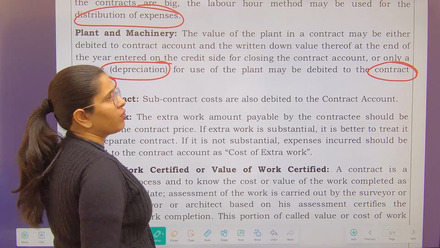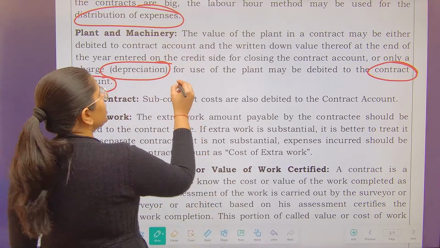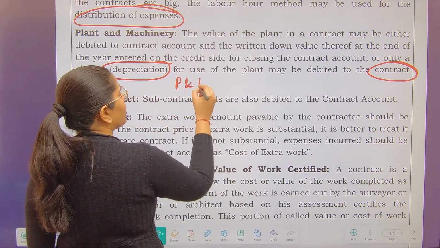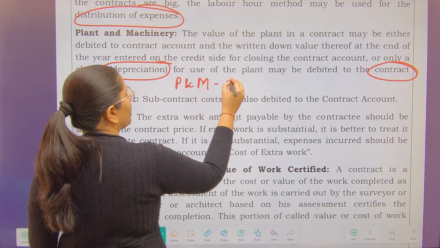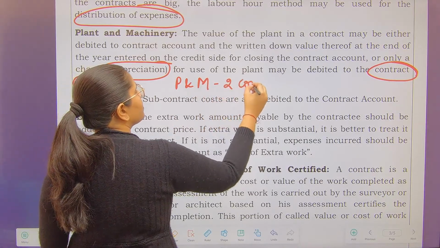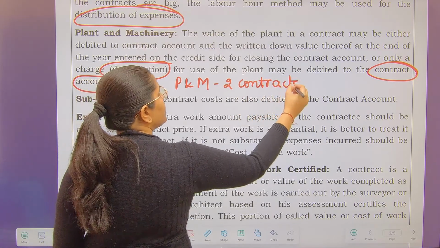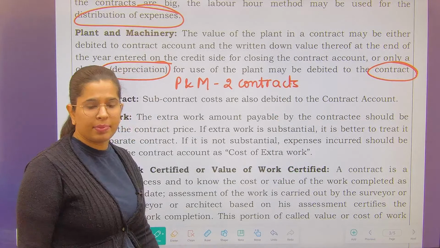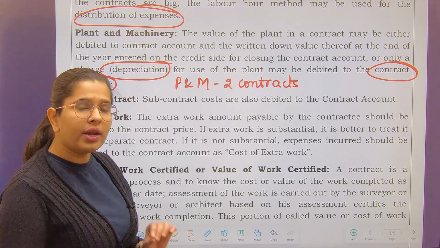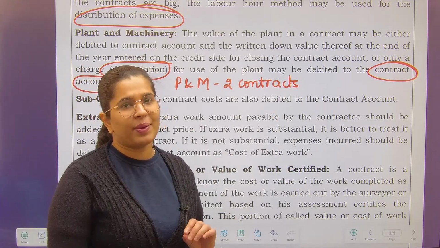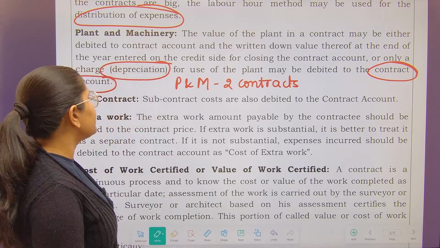Same principle applies over here as well. If this particular plant and machinery you are using, suppose for two contracts simultaneously, so the depreciation will also be bifurcated between two contracts. No one contract will bear the burden of depreciation alone. Next is subcontract.